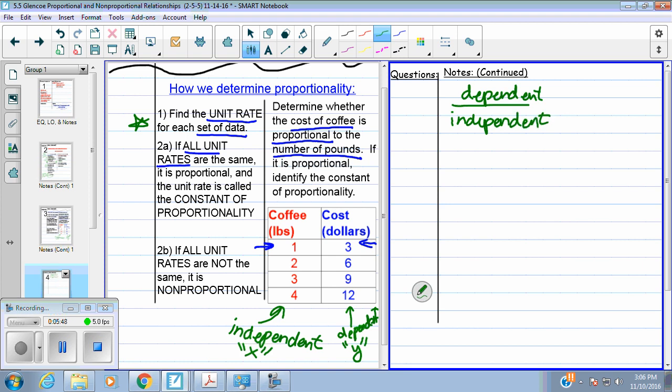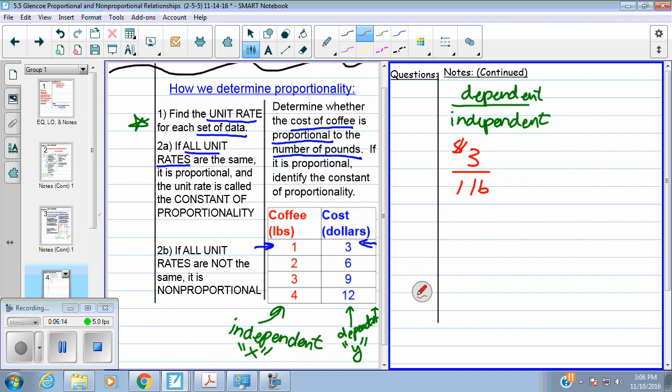Okay, so we're going to hold that pattern with each set of ordered pairs here. So let's go with the first set. We have $3 for 1 pound. If we're making a unit rate here, we have to create a denominator of 1. And what do you know? It's done. That first math problem was easy. So it turns out it's $3 per 1 pound.